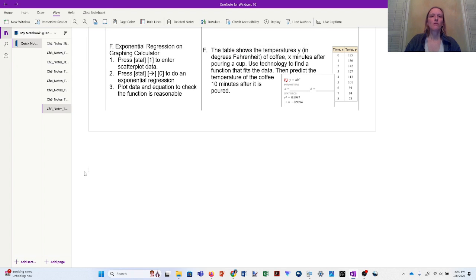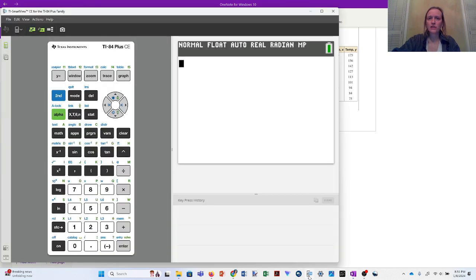Let's look at one of these exponential equations and how to handle this on a graphing calculator, how to plot some data and recognize that it is exponential instead of linear. So here we have a table of data showing the temperatures of coffee x minutes after pouring a cup. The cup of coffee starts really hot and then it cools off over time. And we can see in the data table here that as time progresses, the temperature decreases and decreases. So we're going to use our graphing calculators to find a function that fits the data. Let's go ahead and do this.